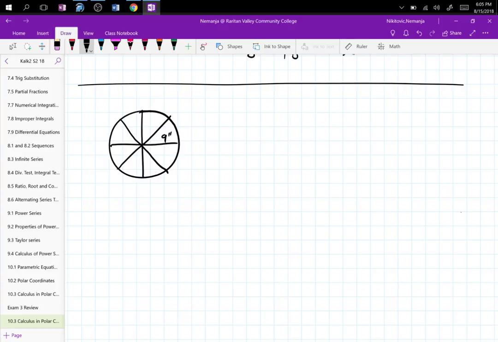Now, 9 inches on the radius. So what is the area of the single slice? Well, every middle schooler should be able to tell you that the area of the entire pizza is 9 squared times pi, which is 81 pi. And then to get 1 slice, you get 81 pi divided by 8. And that would be the exact area in inches squared.